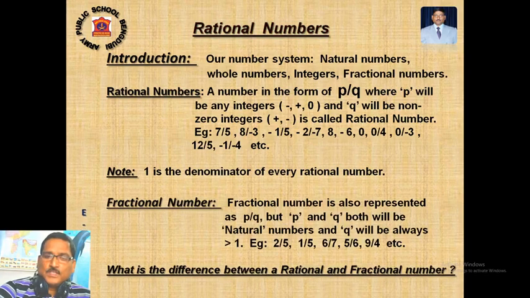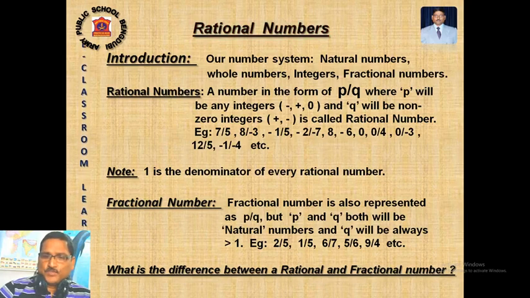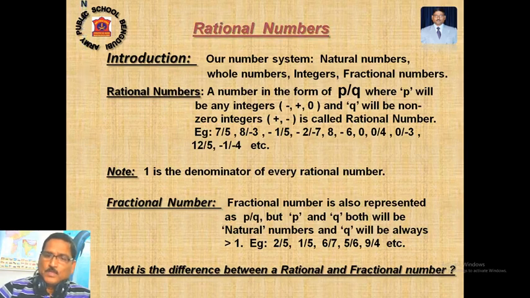Now then, what is the difference between a rational number and a fractional number? It is a very important question. Okay, you see, a rational number is in p by q form. A fractional number is also in p by q form. But what is the difference? In a rational number, the denominator and numerator may be negative or positive, but in a fractional number, neither the denominator nor the numerator will be negative. It will be a counting number, a natural number.